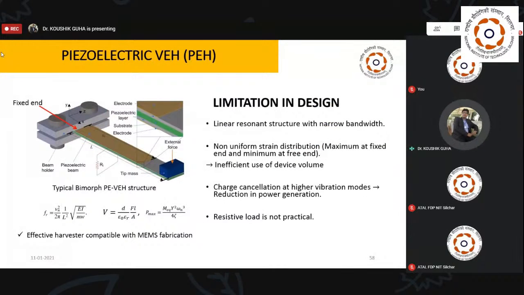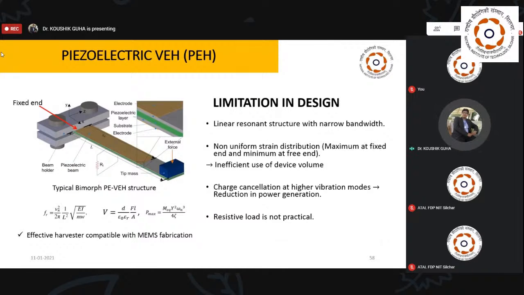So what are the limitations in this design? Here it is a linear resonance structure with narrow bandwidth. This is the main drawback of the piezoelectric energy harvester. Then there is non-uniform strain distribution, maximum at the fixed end and minimum at the free end, because in a cantilever structure the strain is always maximum at the fixed end, but at the free end the strain is very minimal. So there is an uneven distribution of strain. Due to this non-uniform distribution, after some cycles of operation this type of harvester can break or rupture. So we have to think of this also.